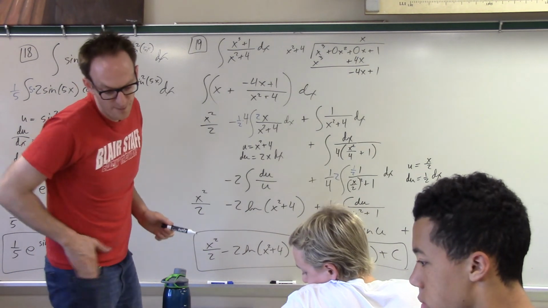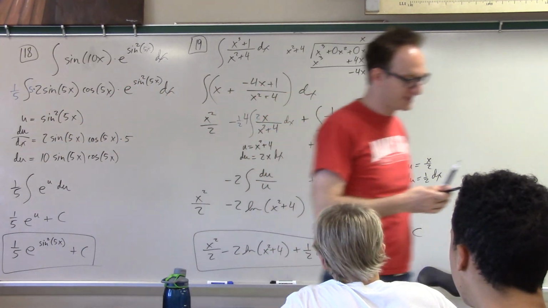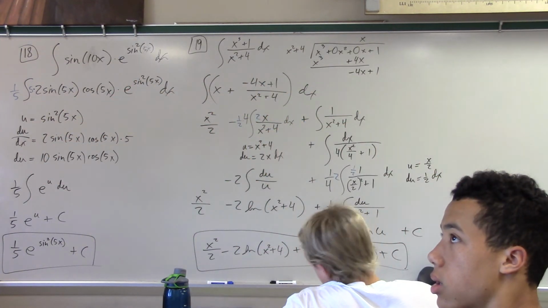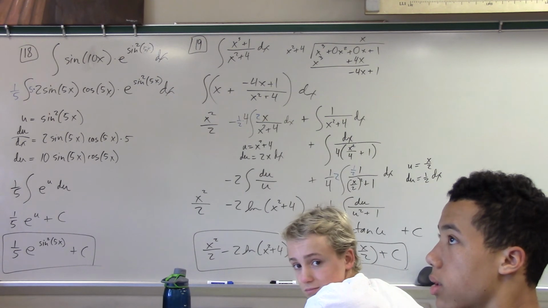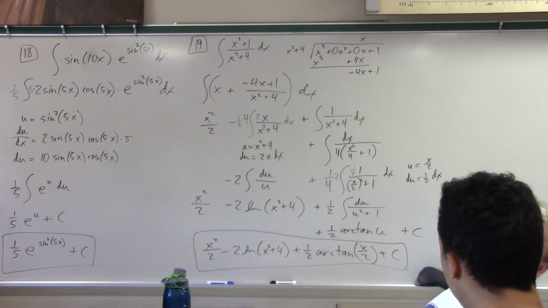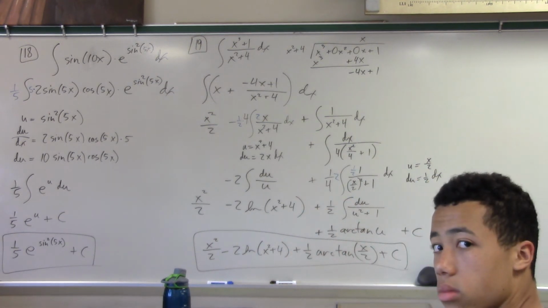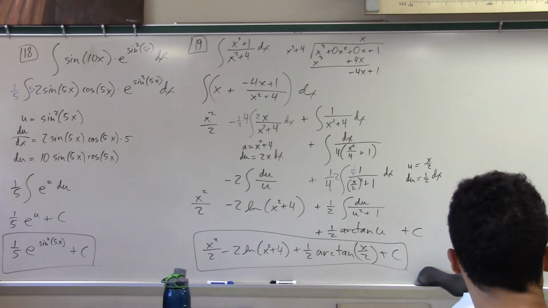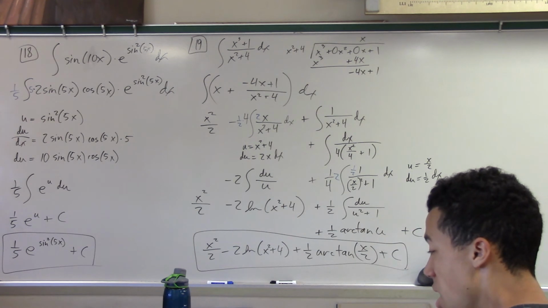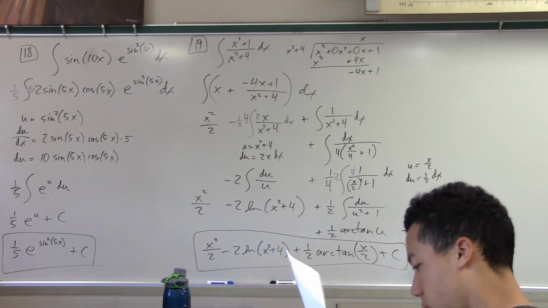I'm going to set this alarm for, what's halfway through the period? Like 45? Yeah, okay. So let's spend 13 minutes right now doing more of this packet. Everyone try number 20. Go.